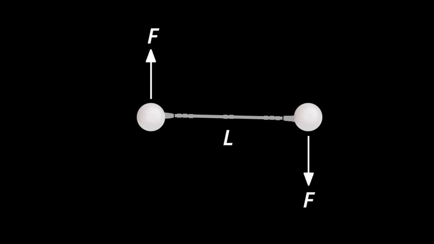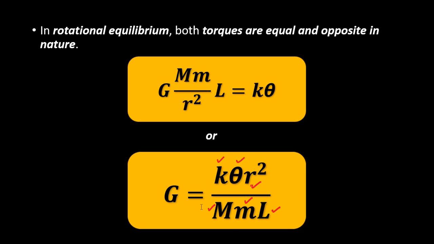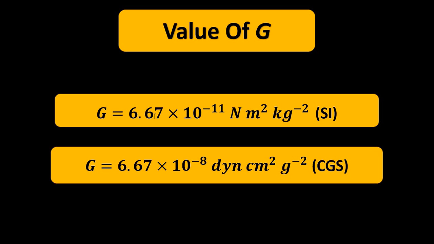As all of these parameters are known, we just have to determine the value of the angle of deflection of the quartz fiber wire, the angle of deflection of the dumbbell rod. Then we get the approximate value of the universal gravitational constant. So as per this experiment, we calculated the value of G, which is equal to 6.67 into 10 to the power minus 11 Newton meter square per kg square, or 6.67 into 10 to the power minus 8 Dyne centimeter square per gram square.